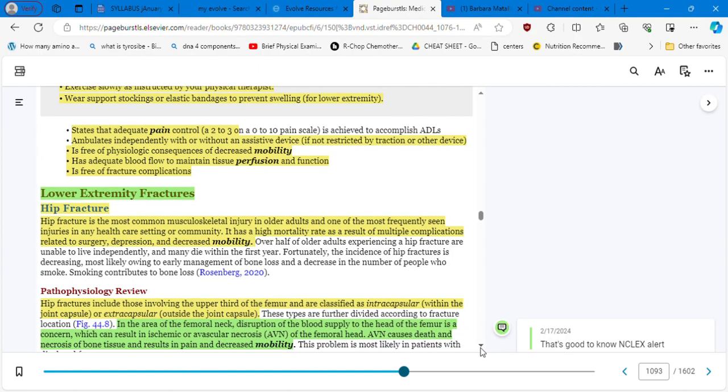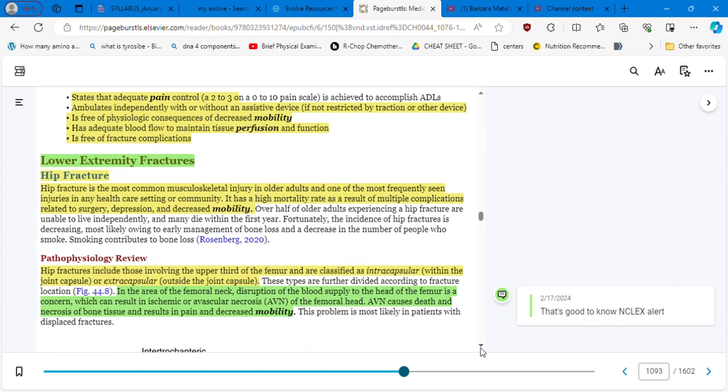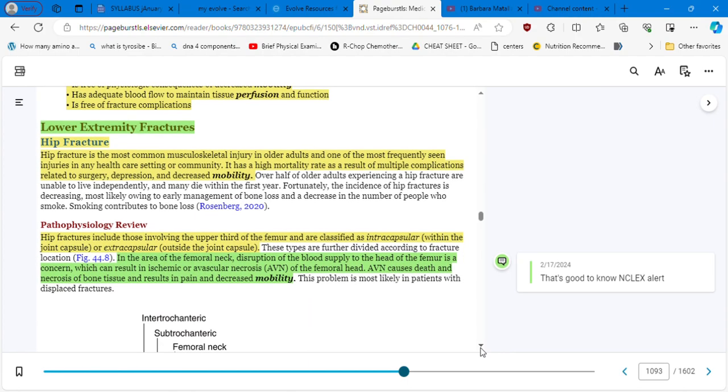Let's get into lower extremity fractures. Hip fracture is the most common musculoskeletal injury in older adults and one of the most frequently seen injuries in any healthcare setting or community. Hip fracture has a high mortality rate as a result of multiple complications related to surgery, depression, and decreased mobility. Hip fracture, high mortality rate, older adults.